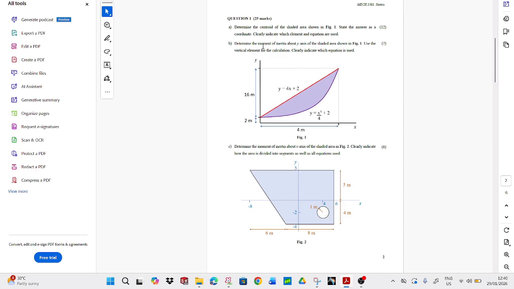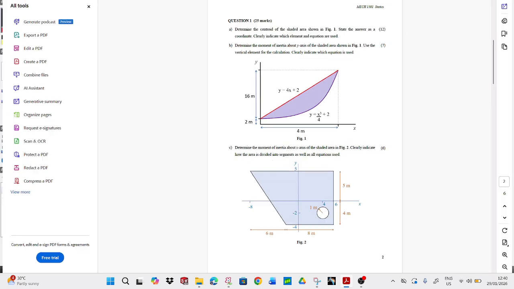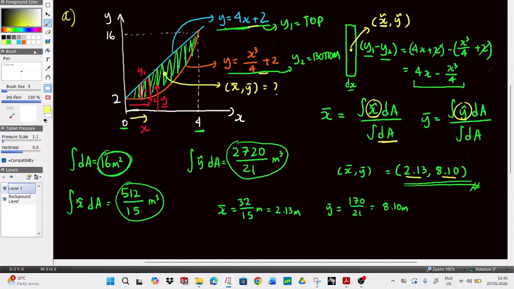Okay, so in part A, remember, they didn't explicitly tell us which element to use. You can also use the horizontal element and get the same answer, but I don't recommend it. Because why? You can see that your equation is y in terms of x. So if you use the vertical element, you already have dx there, so it's easy to integrate with respect to x, because you already have an expression of x. If you were using the horizontal element, that means you have to integrate with respect to y. So you have to change the equation to be x equals a function of y, which is a hassle, right?